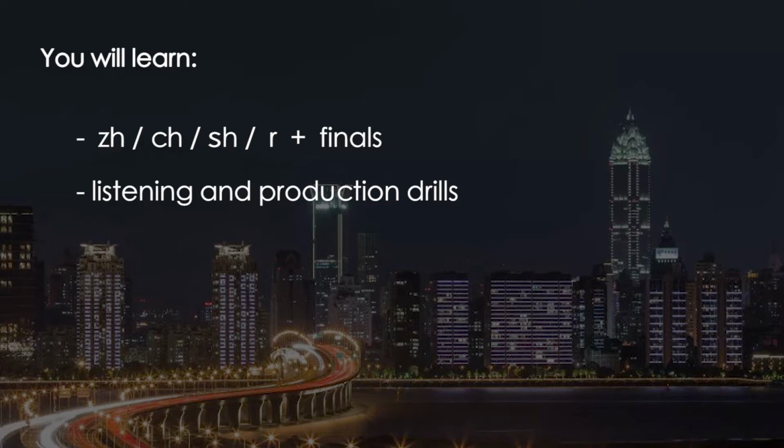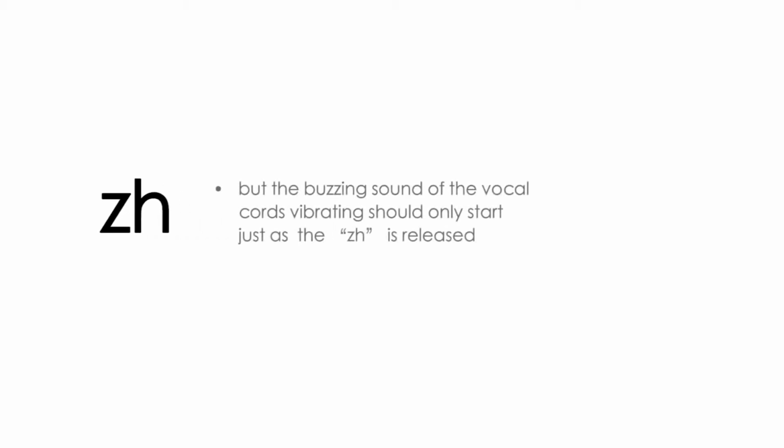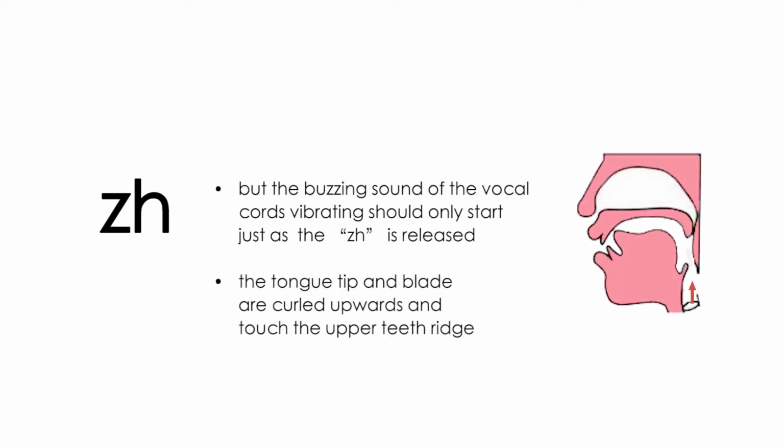Let's begin with taking a closer look at the initial sound zh. The most important aspect when pronouncing this sound is the position of the tongue. The tip of the tongue should be curled slightly upwards. This initial sound is similar to the pronunciation of the letter J in the English word Jill. Zh. Zh.